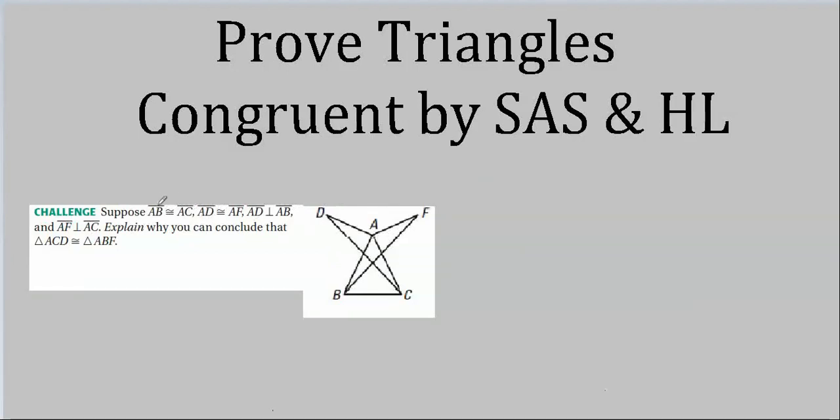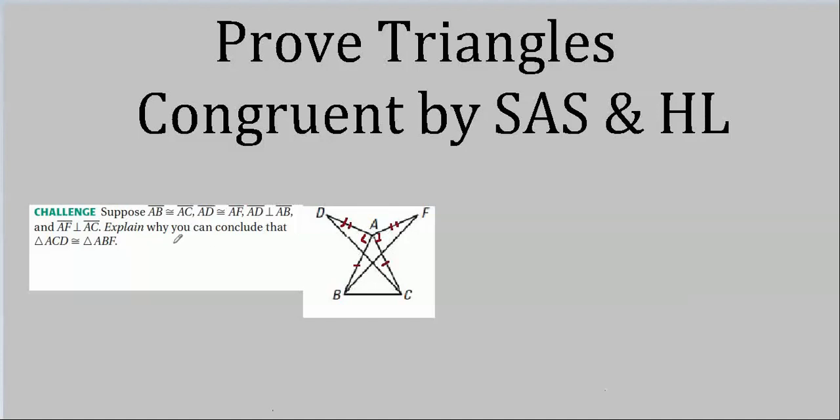We've got AB is congruent to AC. That's this here. And this. Maybe if I mark it, try to remember we're talking about this whole thing, not this short part here. AD is congruent to AF. Okay. AD is perpendicular to AB. Huh? AD is perpendicular to AB. Okay, that makes sense. And AF, that's this, is perpendicular, I bet, to AC. Yes, indeed. So, we've got that.